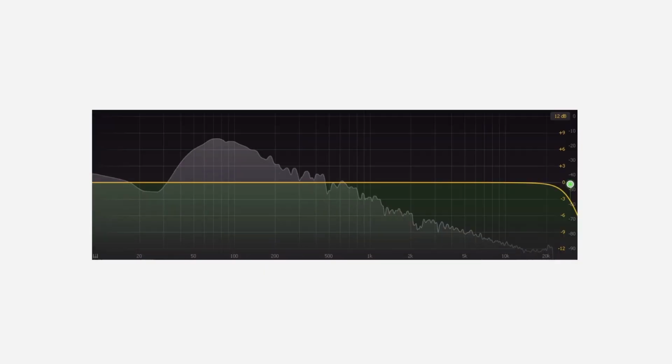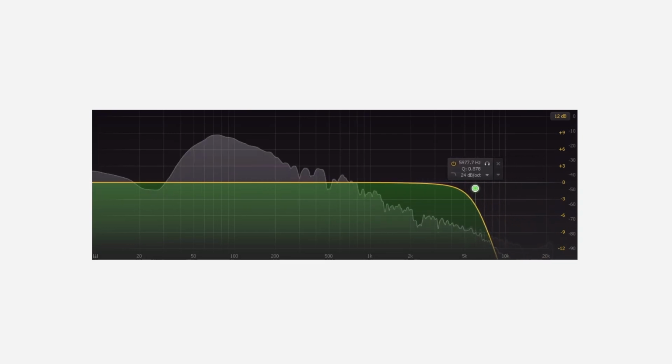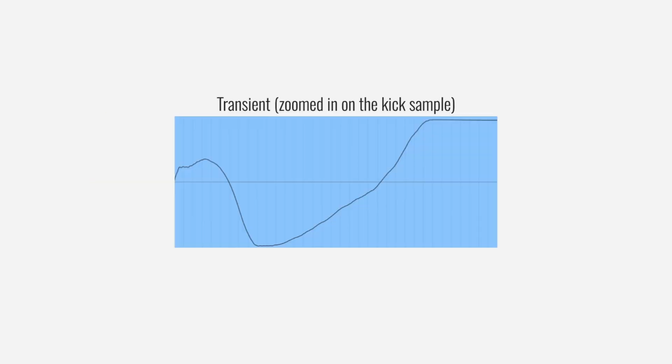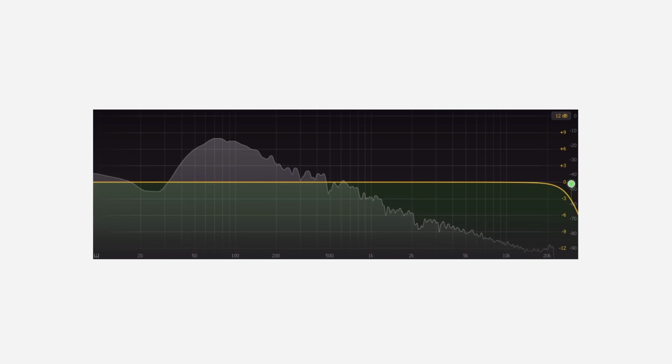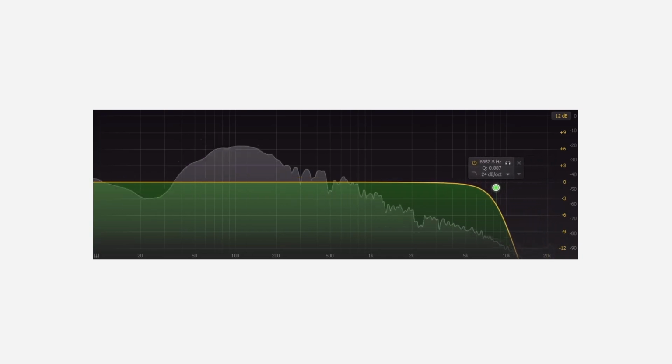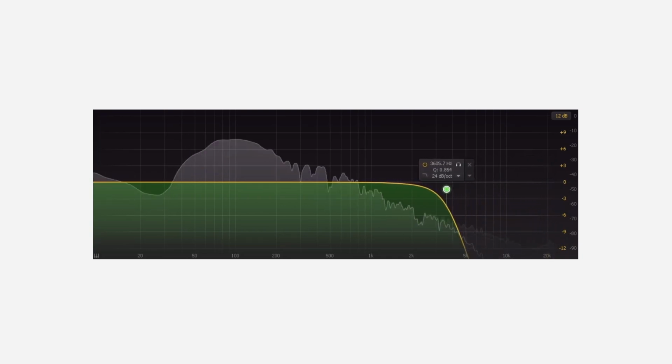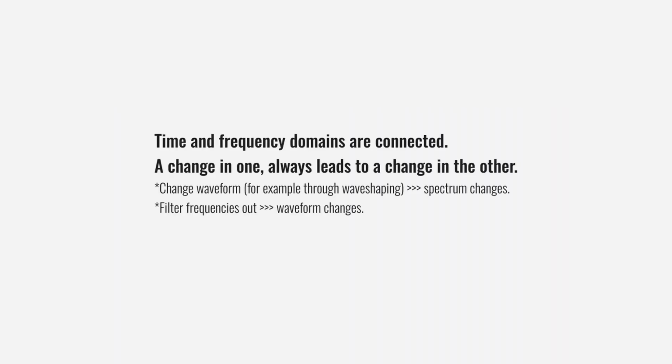Even when we're just low passing a kick drum to clean it up, we might accidentally remove the transient, because what is a sharp edge in the time domain, so transient, also shows up as a sharp burst of high frequencies in the frequency domain. So if you filter too much, you might accidentally strip away a lot of the sound's presence and punch. And there are like a million more examples, but I think you get the idea.